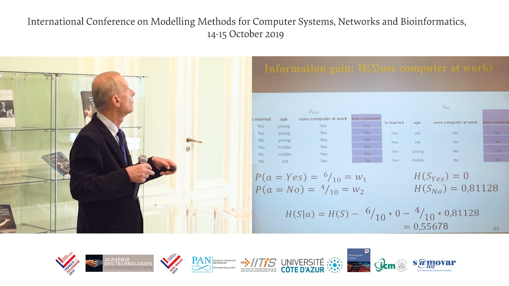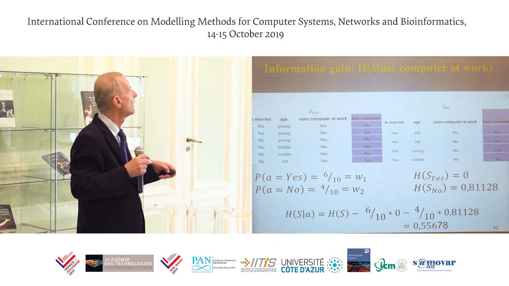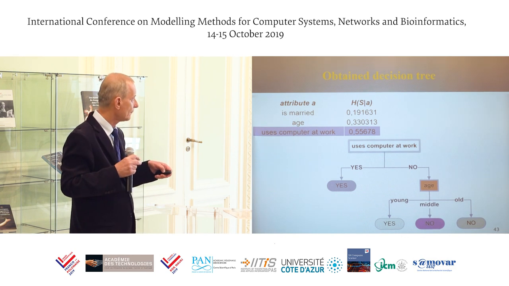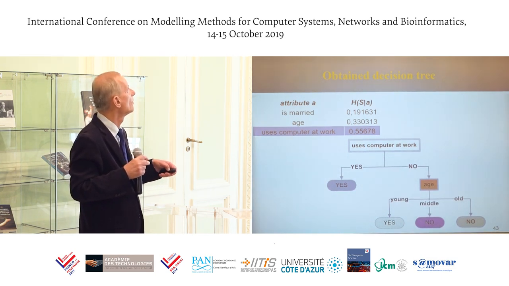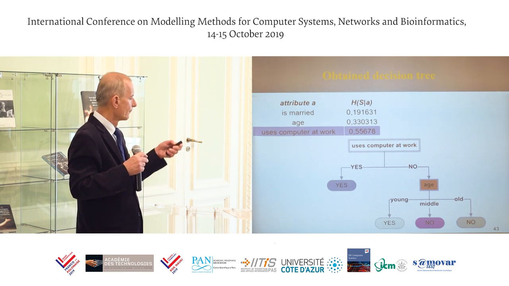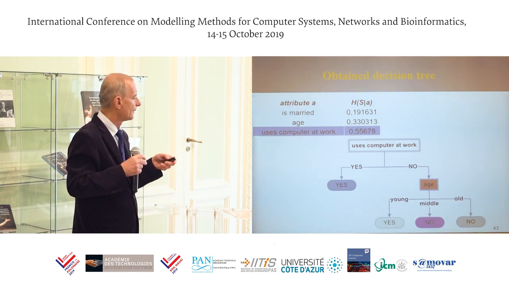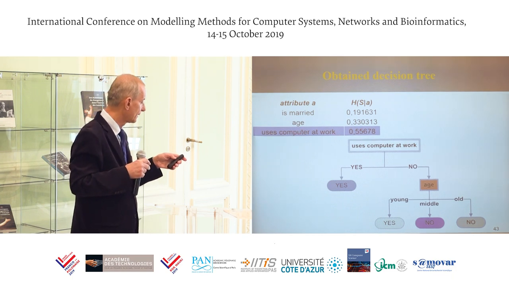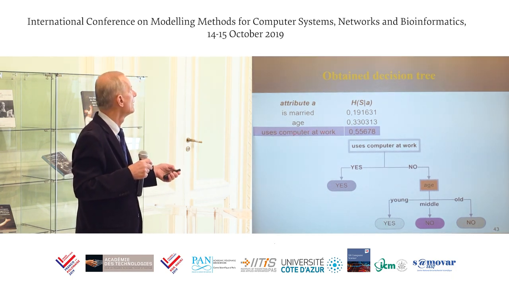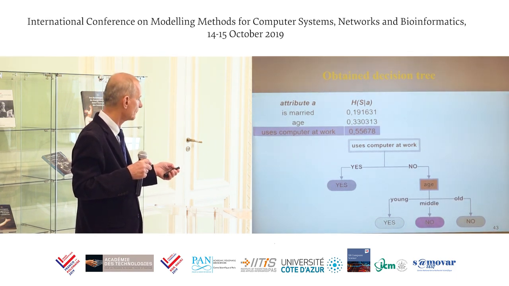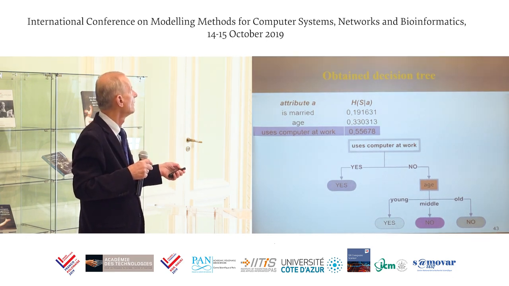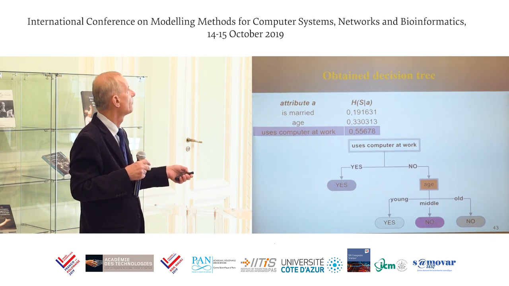So we calculate using the entropy split measure, and in this case, as you see here, the maximum value we got is for the attribute whether a person uses a computer at work or not. So we start our tree from the root, as you see here, and go down.